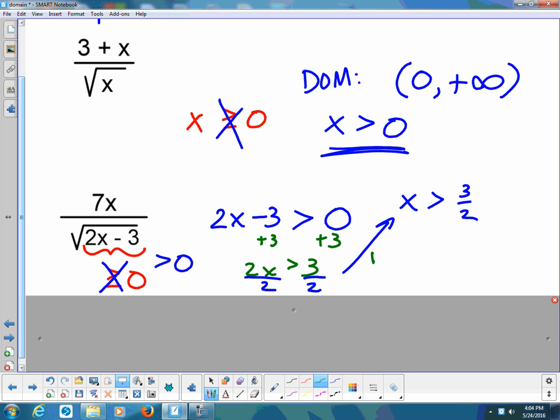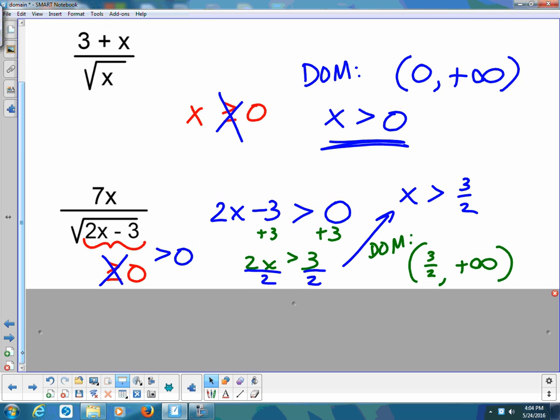So my domain has got to be all x greater than 3 halves. So I'm going to start with 3 halves and then go all the way to positive infinity. So I need a parenthesis here, and I need a parenthesis here because I'm not including the 3 halves. All right, 3 halves is 1.5. Well, that means I can include 1.501. I could include 1.523. I just can't include 1.5 itself because that will make my denominator equal to 0.